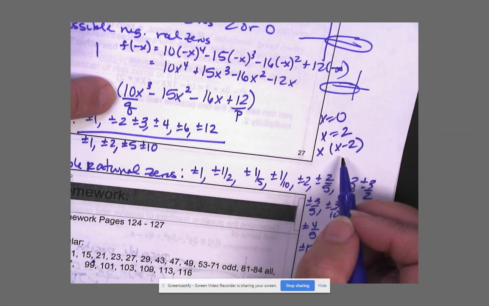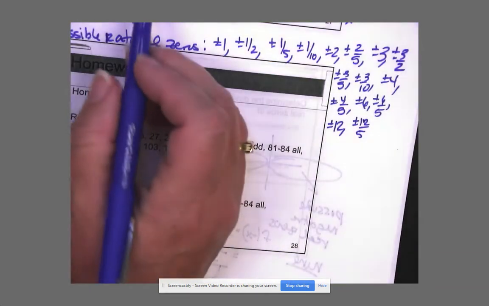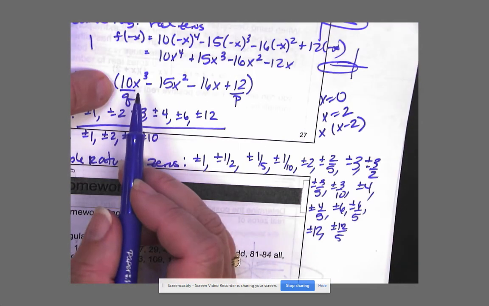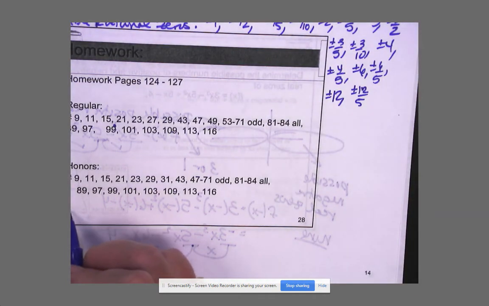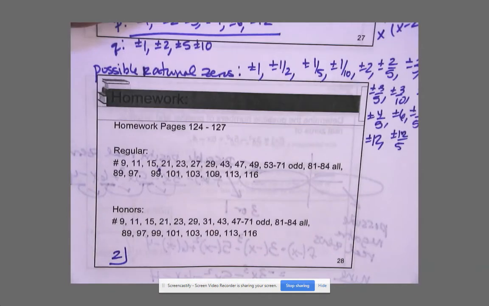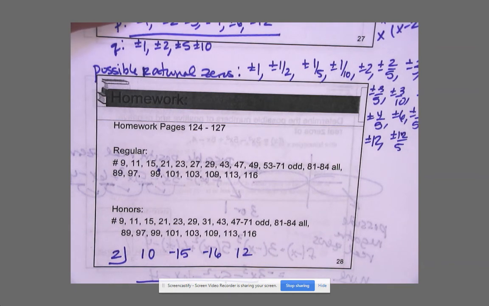So what do you want to do? Do you want to do synthetic or do you want to do long division? Your decision. I'm going to try synthetic. Is that good for you? So let's do synthetic. And I'm going to do it with this polynomial, with the 10x squared. So what did we say the 0 was? 2. I'm going to put it down here just because I have no room. And so what digits are we going to put along here? 10, -15, -16, and then what? 12. Anybody bothered by the fact that we're not using the x?